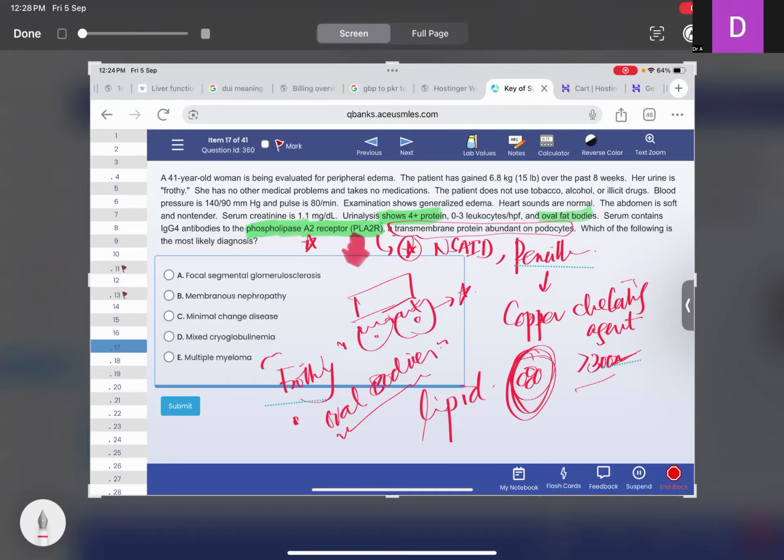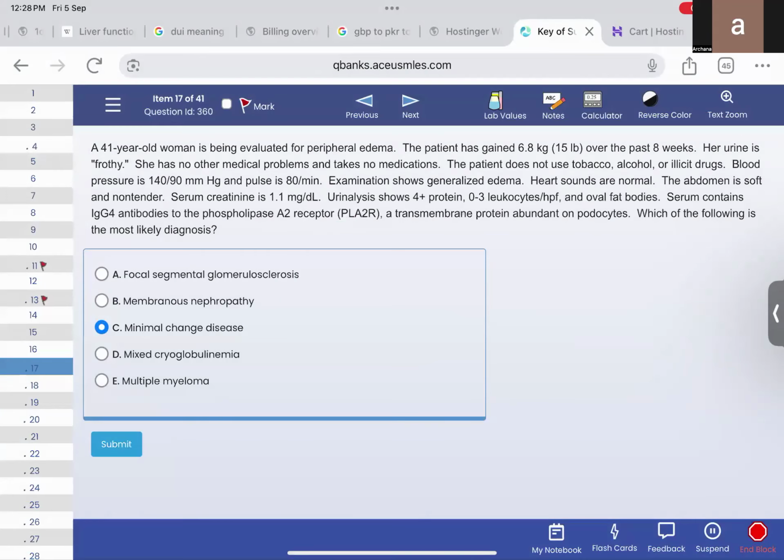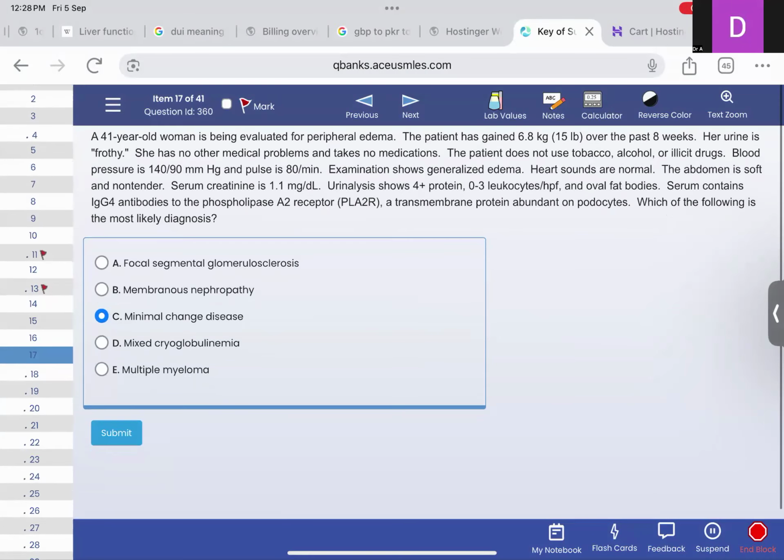So what we learned in membranous is that the receptor is important. The other important point over here is that minimal change causes nephrotic syndrome, right? We will have the phospholipase receptor given, and we have the penicillamine, and other conditions like SLE, etc. Okay.